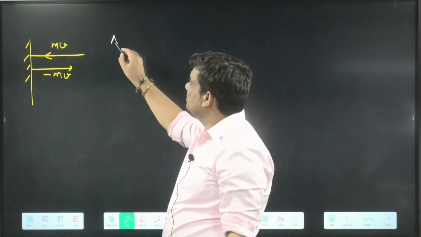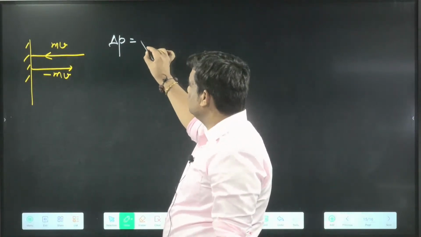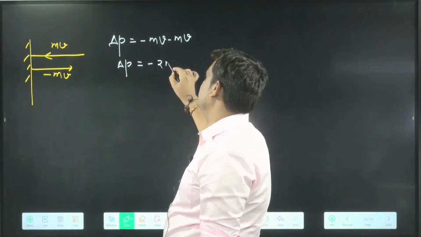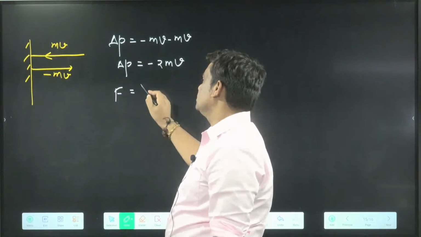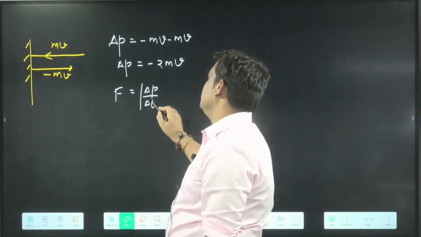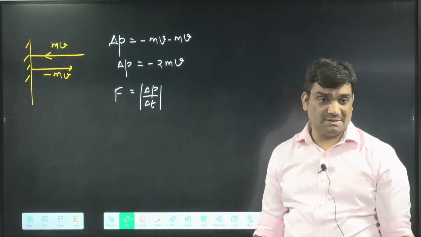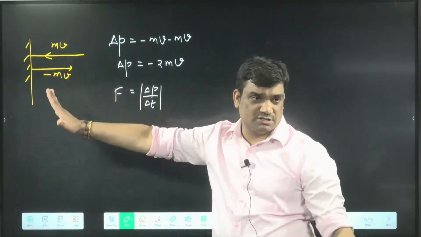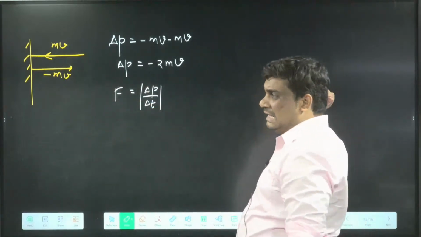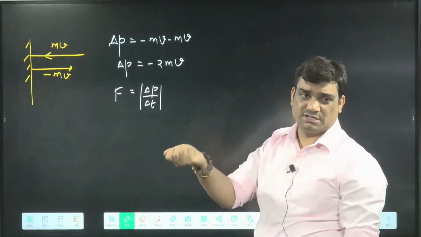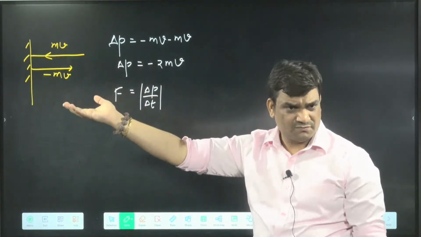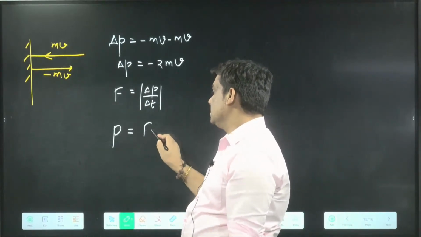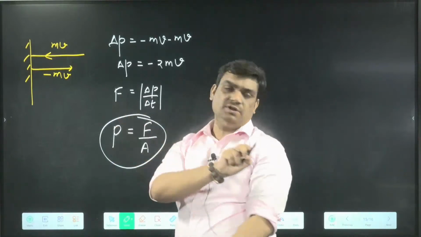What is the change of momentum? Change of momentum is final minus initial, so minus mv minus mv becomes minus 2mv. If I say force, then you say, sir, the rate of change of momentum, delta P by delta T, is the force. So the molecule will apply some force on the walls of the container. If you take any ball and hit it on the wall, it will apply some force, and force per unit area is the pressure. Pressure is nothing but force per unit area.